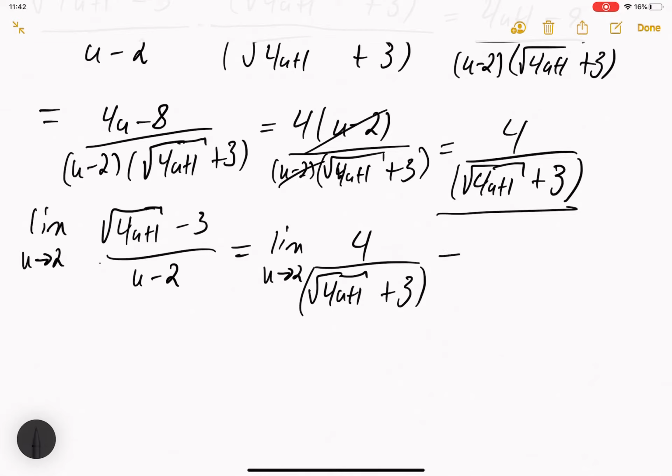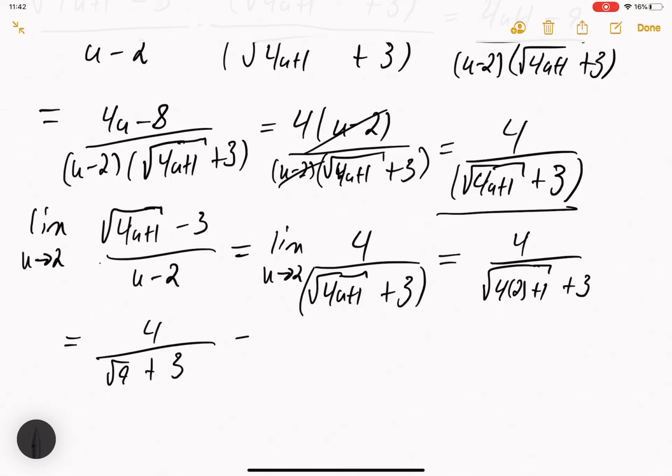And what this is equal to is what happens whenever we plug in 2: 4 divided by the square root of 4 times 2 plus 1, plus 3, which will be equal to 4 divided by the square root of 9 plus 3, which is equal to 4 over 6. And you can leave it like that. And you can simplify if you want.